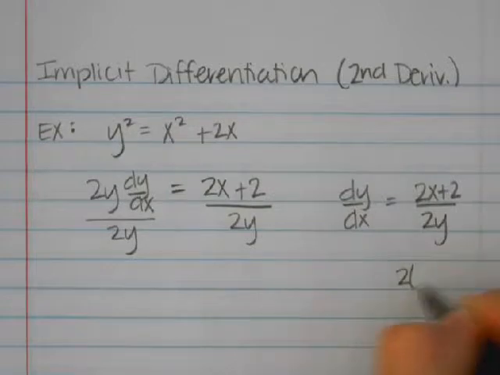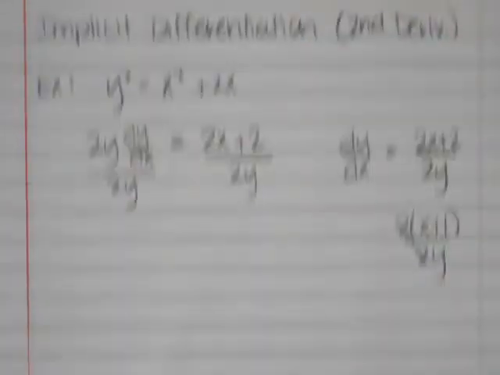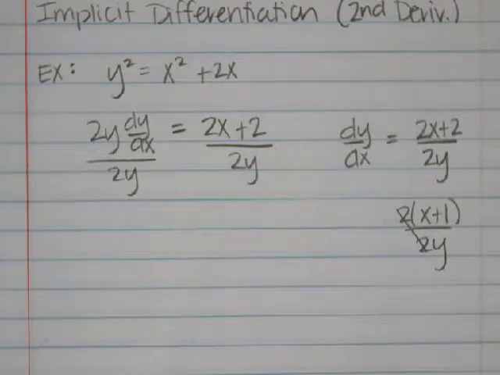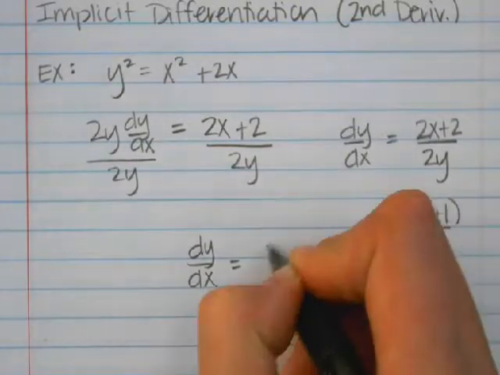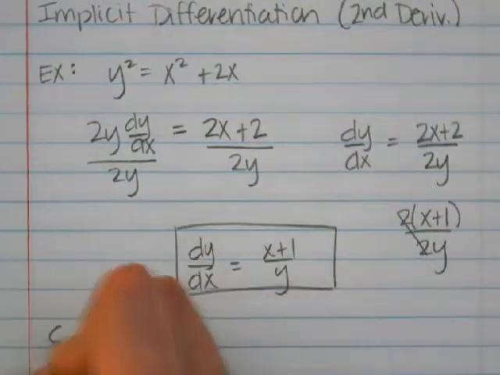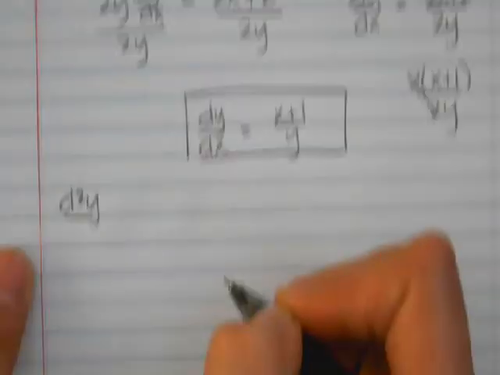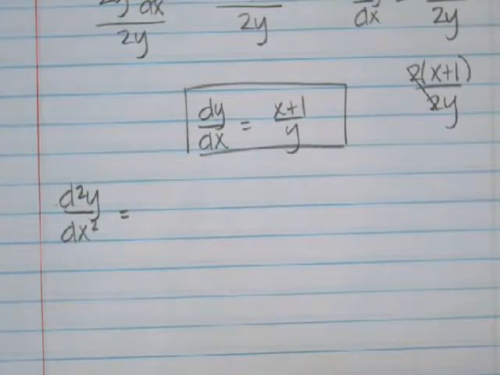So you can factor out a 2 on the top. That's why it works. You're right, you can divide by 2 in the entire problem, but that's why it works. So you've got x plus 1 divided by y is your first derivative, right? So the second derivative, how do we find the second derivative?